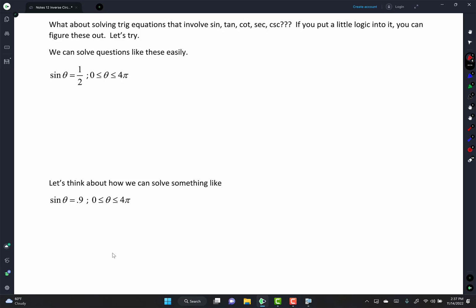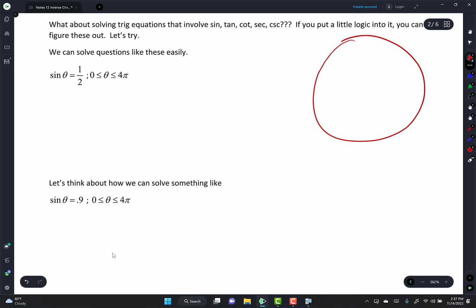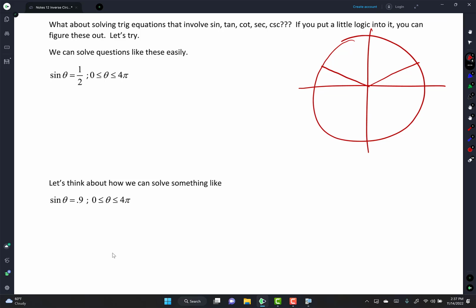All right. On the unit circle, where is the y value a half? In quadrant 1 and in quadrant 2. Where's my coordinate a half? In radians. No, not pi over 3. Pi over 6. What's the other one? Yep. So at these two locations.